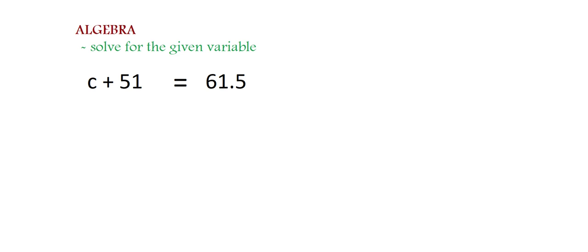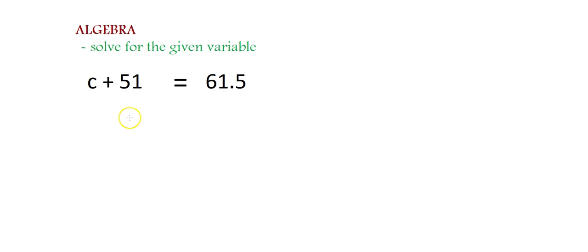So let's go about solving. On the left hand side we have c plus 51, and on the right hand side we have 61.5, and this equal sign shows that the left hand side is the same value as the right hand side. So both sides are equal. What that means is that whatever we do to one side, we must do to the other side to make sure that the equation stays balanced, because at the moment it's perfectly balanced. The left-hand side equals the right-hand side, and we want to keep it that way all the way through.